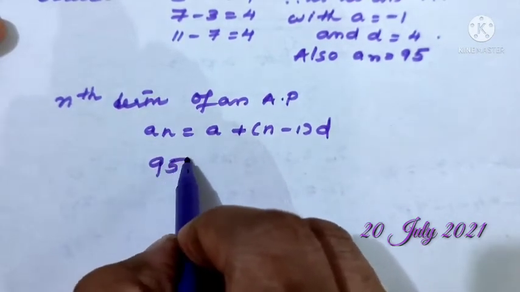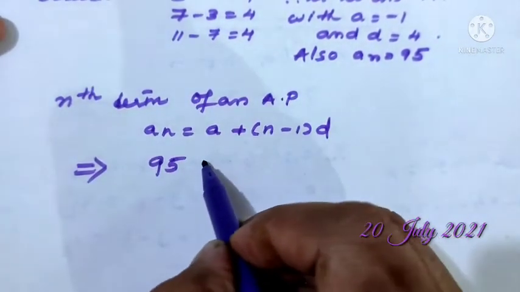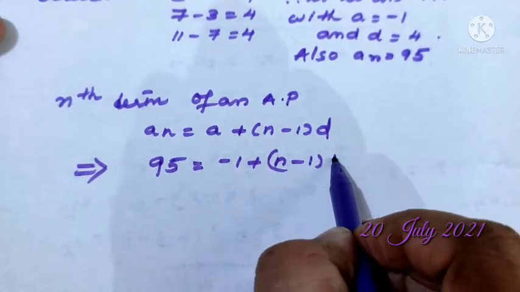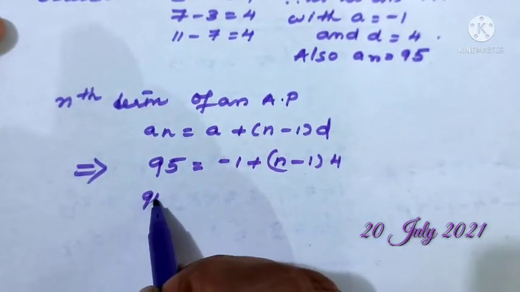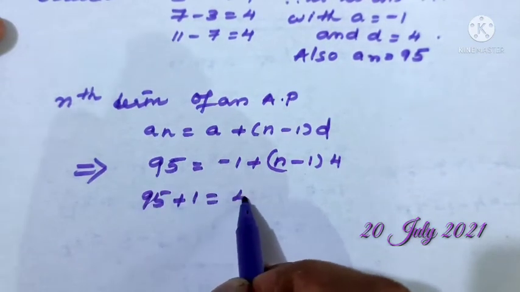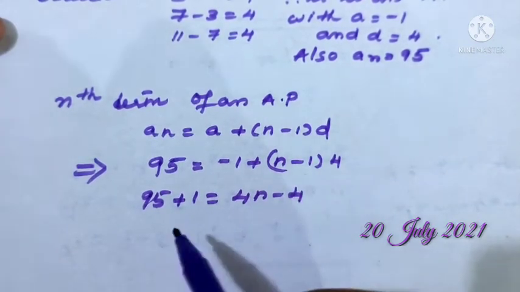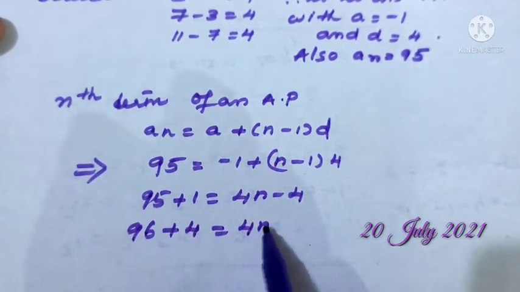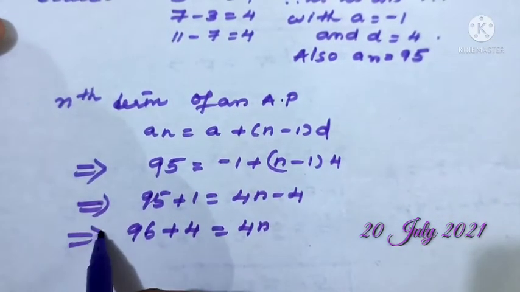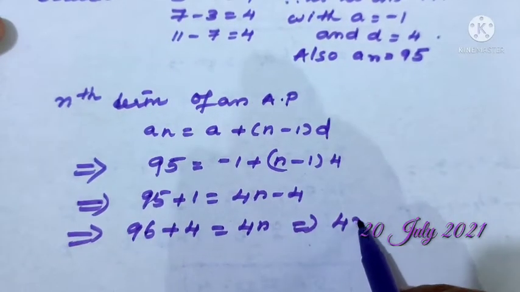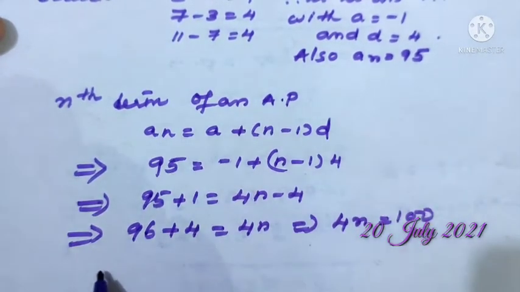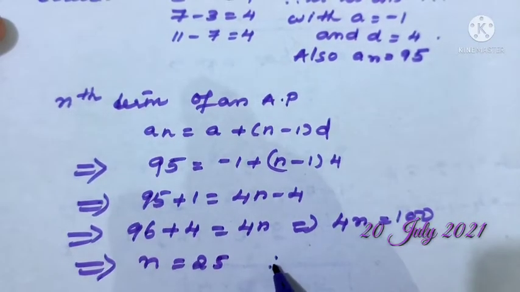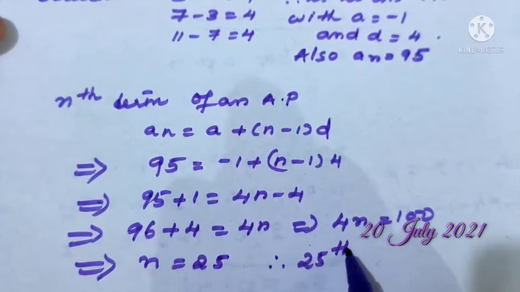So 95 equal to -1 plus (N minus 1) into 4. So 95 plus 1 equal to 4N minus 4. 96 plus 4 equal to 4N, implies 4N equal to 100. So N equal to 25. So the 25th term is 95.